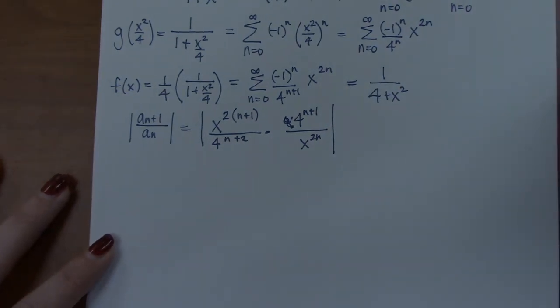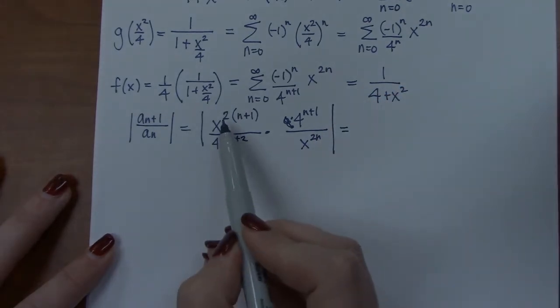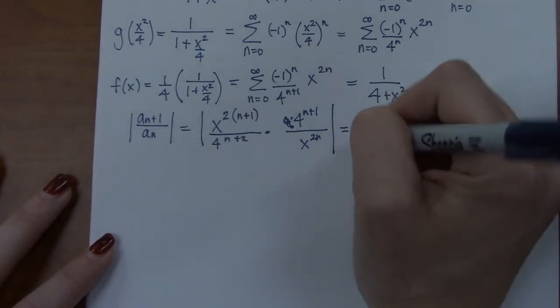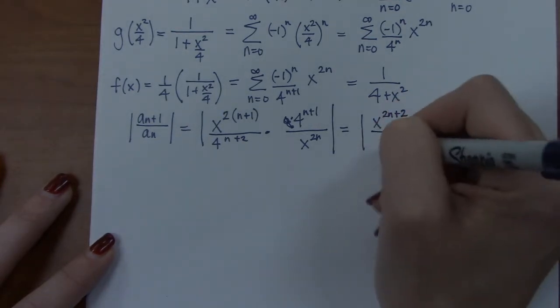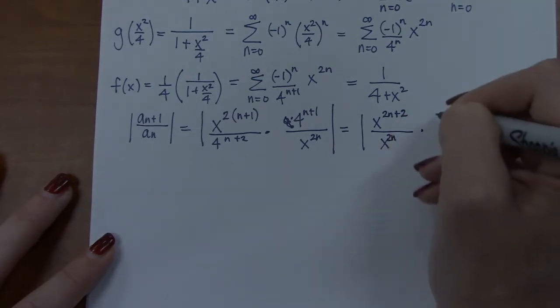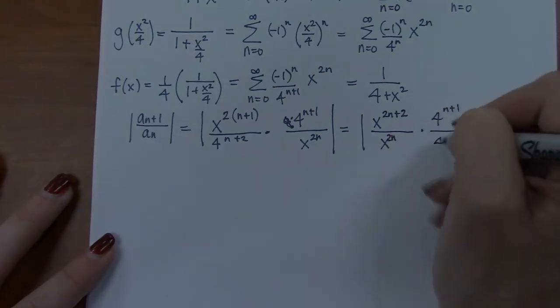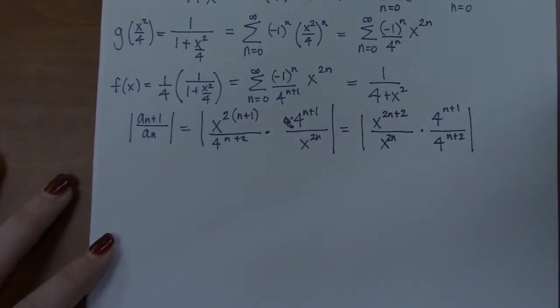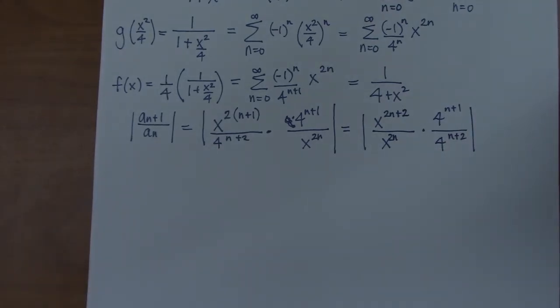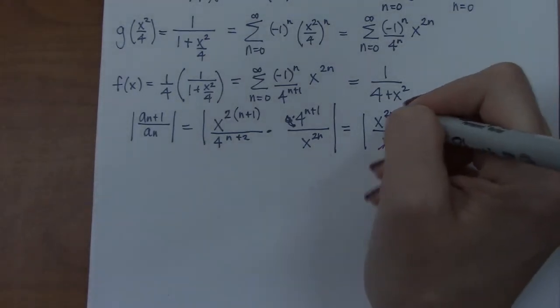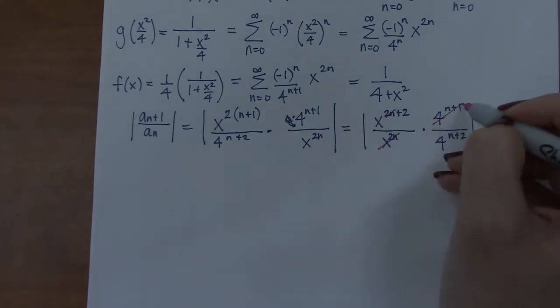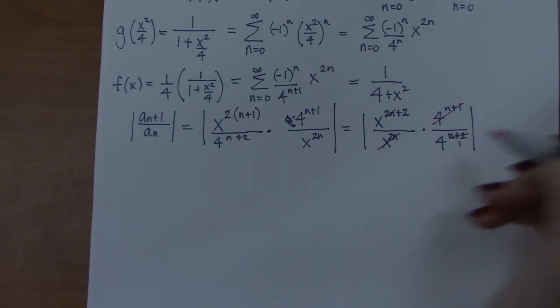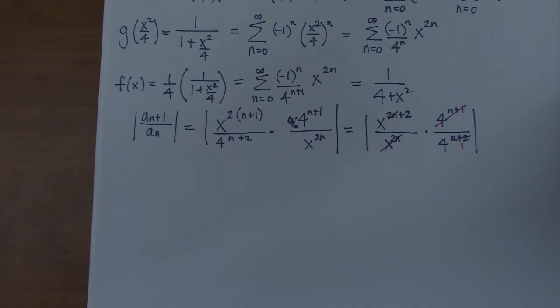Now before I cancel, I want to write this out one more time, and I need to distribute this 2 across. So what I have now is x to the 2n plus 2 over x to the 2n, times 4 to the n plus 1 over 4 to the n plus 2. So I just regroup stuff. Now when I cancel things, this x to the 2n cancels the x to the 2n in the numerator, but I'm left with an x squared. And this 4 to the n plus 1 cancels 4 to the n plus 1, so I'm still left with 1/4.